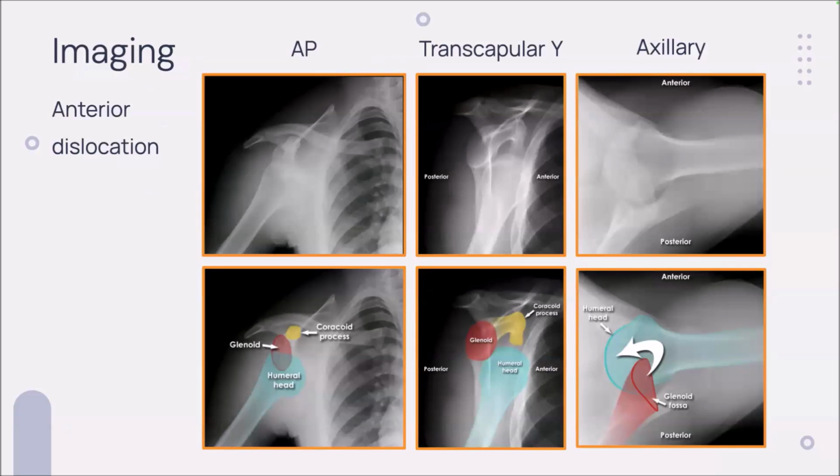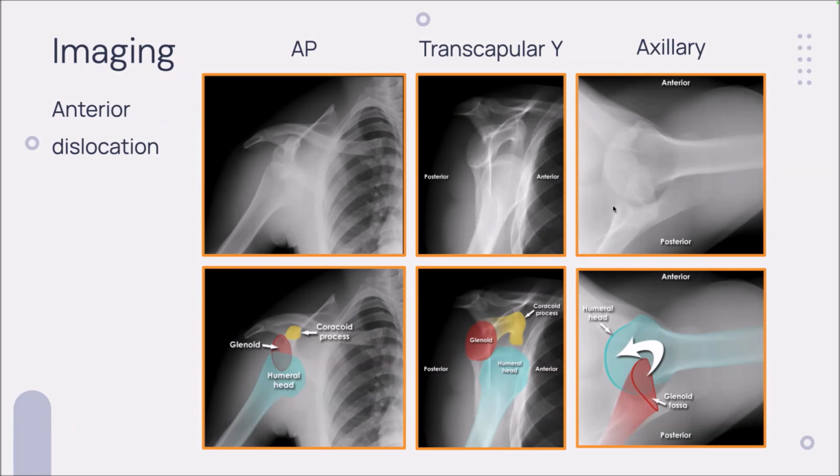For the imaging, the most common imaging in shoulder dislocation is plain film. It's used both before and after closed reduction. There's the AP, transscapular Y, and axillary view. The axillary view is not routine because it can induce pain from abducting the shoulder.